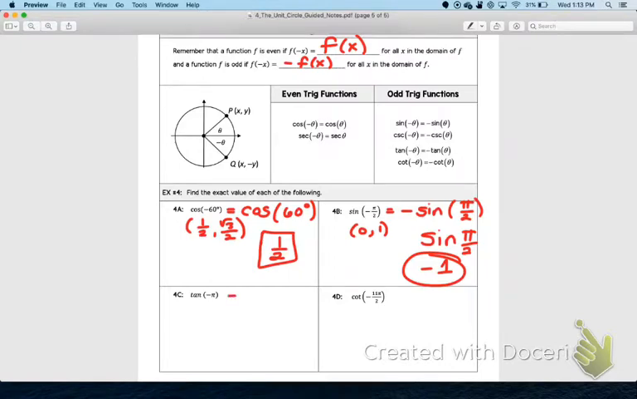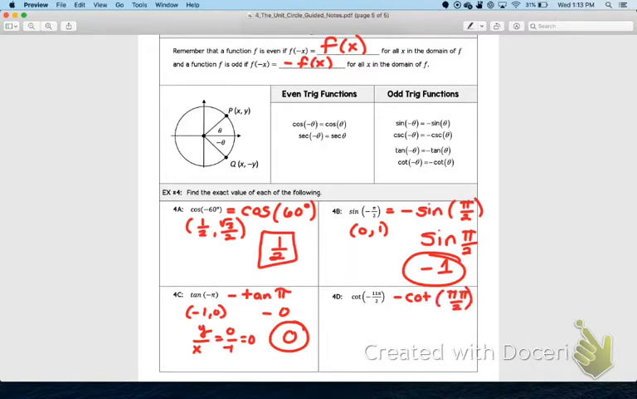Tangent is another odd function, so that's going to be the negative tangent of pi. Pi was at -1, 0. Tangent is y over x, so 0 over negative 1 is 0, and negative 0 is just 0. And then cotangent is going to be the same as the negative of cotangent of 11 pi over 2, right? Cotangent is the reciprocal of tangent, so instead of y over x, it's going to be x over y.